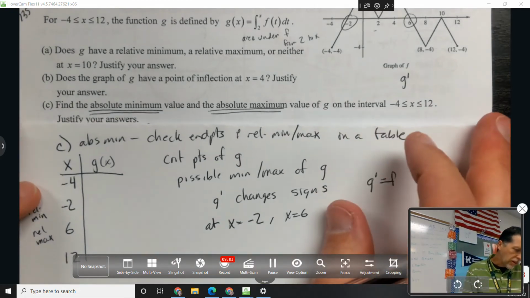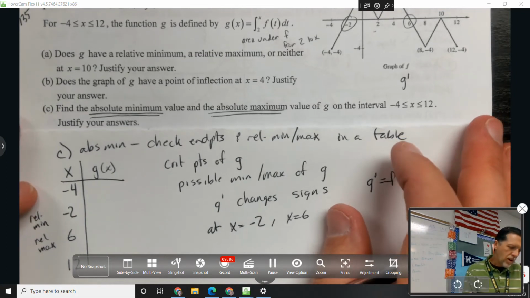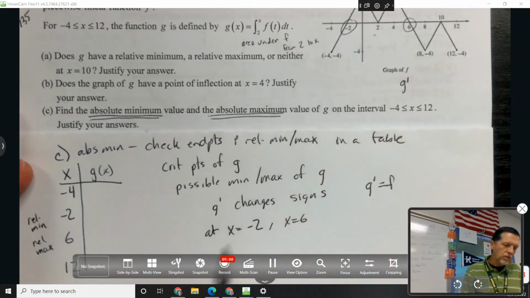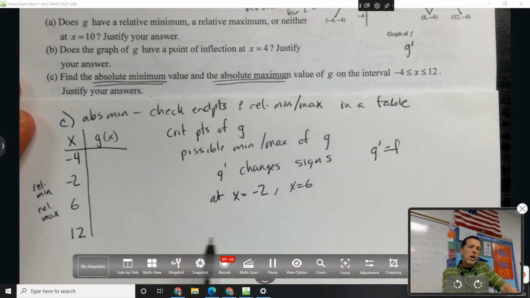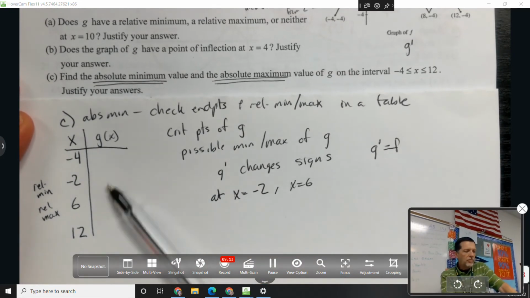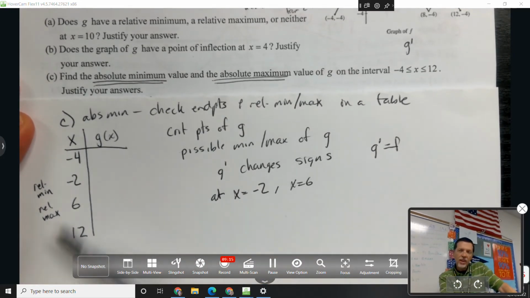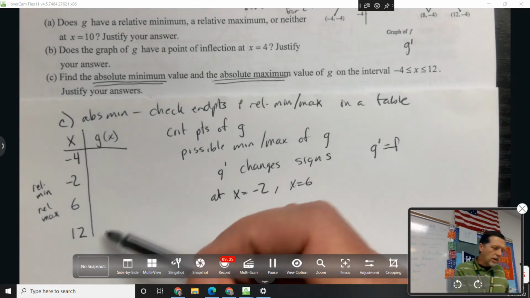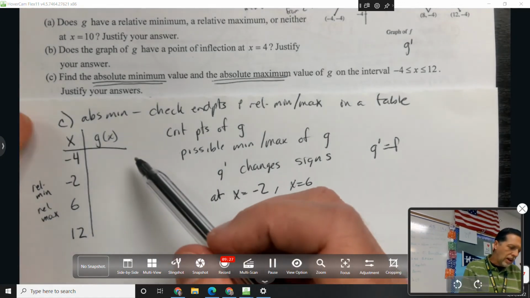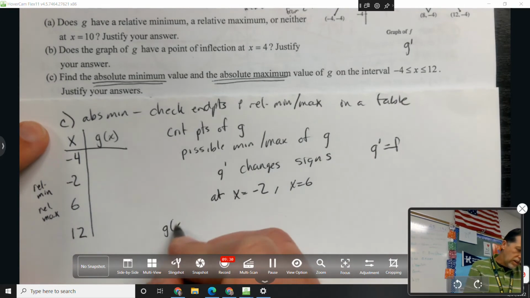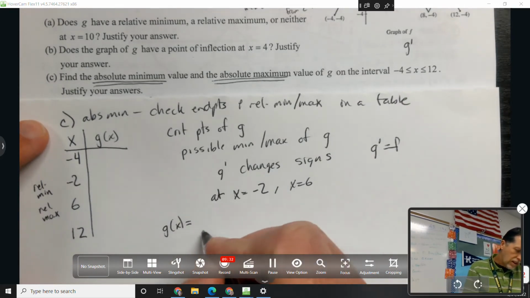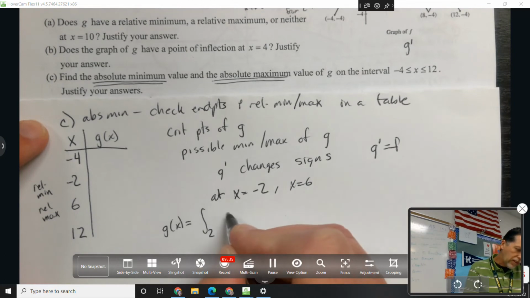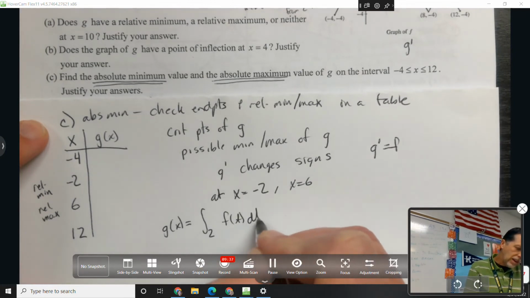All right, back up. What are we looking for? Find the absolute minimum value and the absolute maximum value of g on the interval. Okay, I'm set up. When I find these values, what's my answer going to be? The x value or the y value? Which one? I think you're right. The y values. So I need to plug all these in and see what I get for the y value. So g of x is the integral from 2 to x of f of t dt.